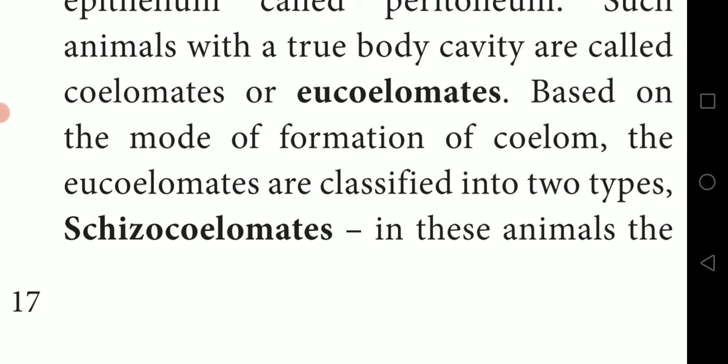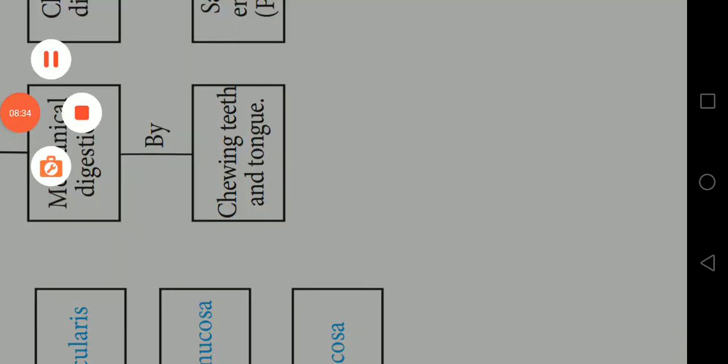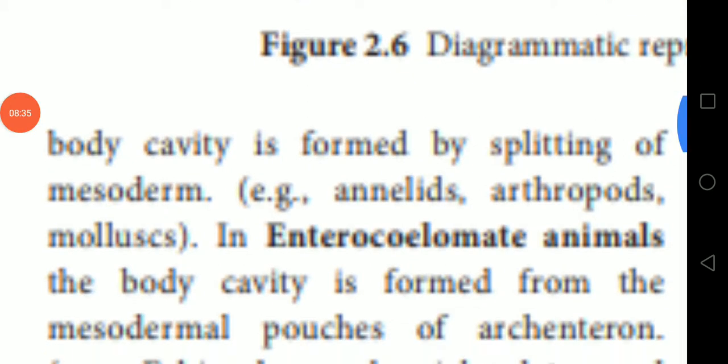The next one, coelomates or eucoelomates. Animals with a true body cavity are called coelomates or eucoelomates. Mark it, 2 marks.